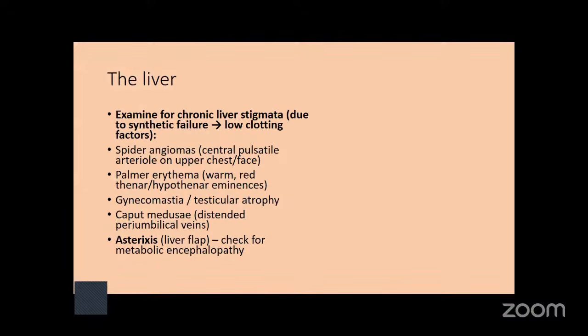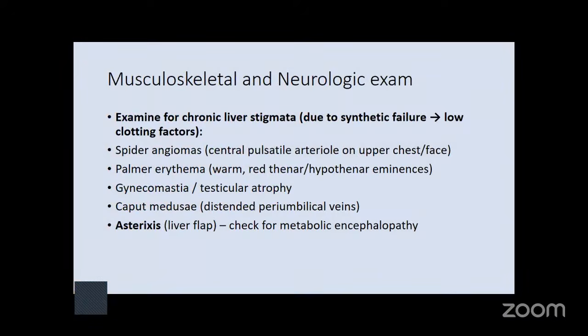For the liver, aside from looking for hepatomegaly in the systemic exam, you can also look for generalized stigmata of chronic liver disease, which can be associated with clotting disorders. So you just want to rule out the presence of this condition: the presence of spider angiomas, palmar erythema, gynecomastia, caput medusae, and ascites. All those things indicate chronic liver disease.